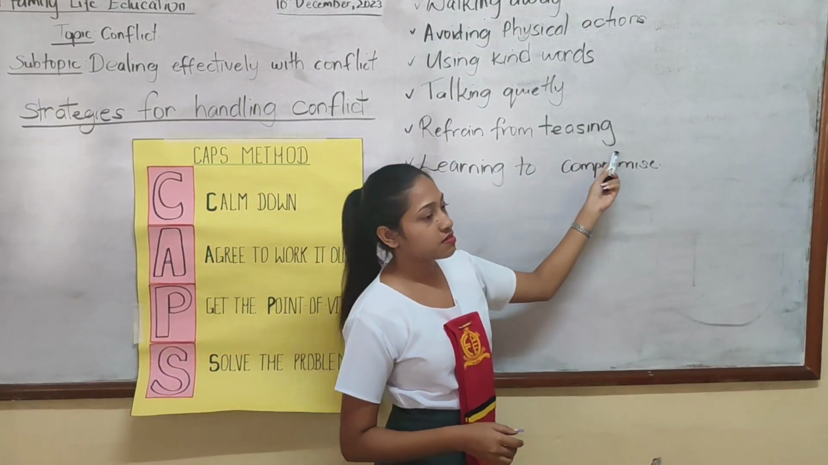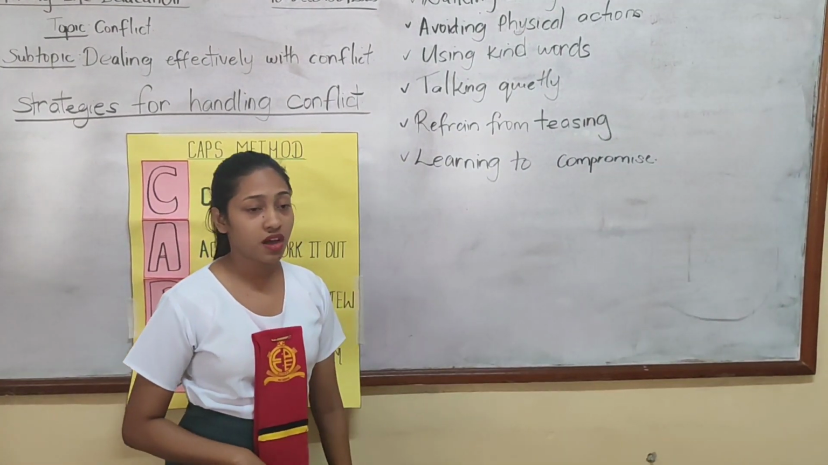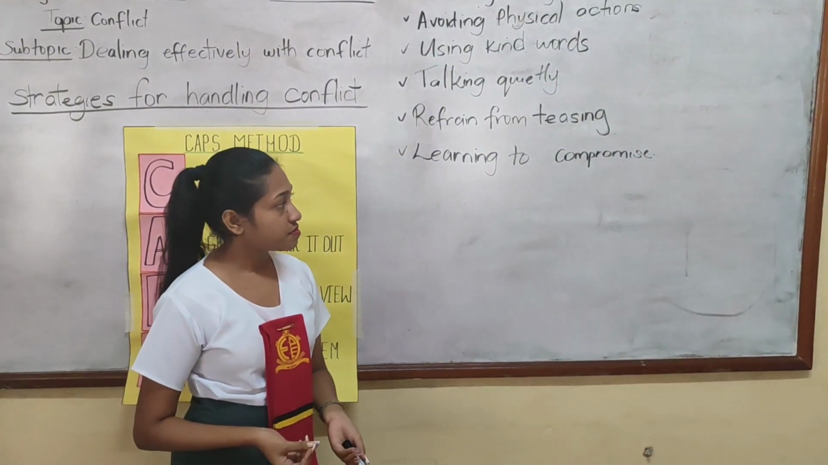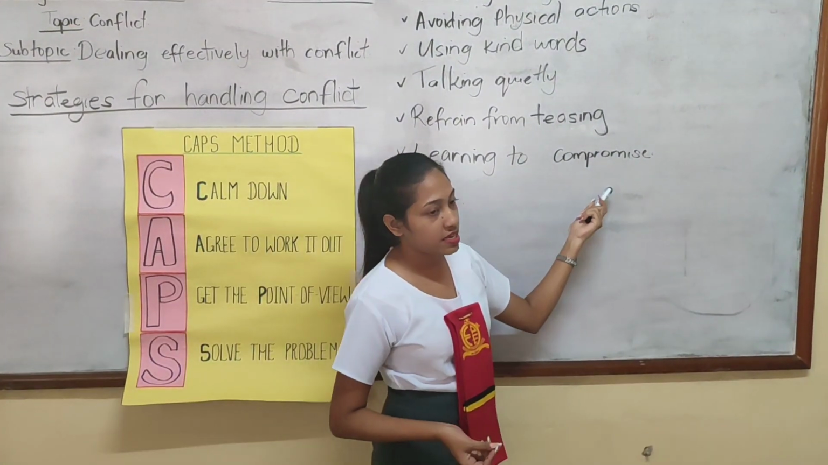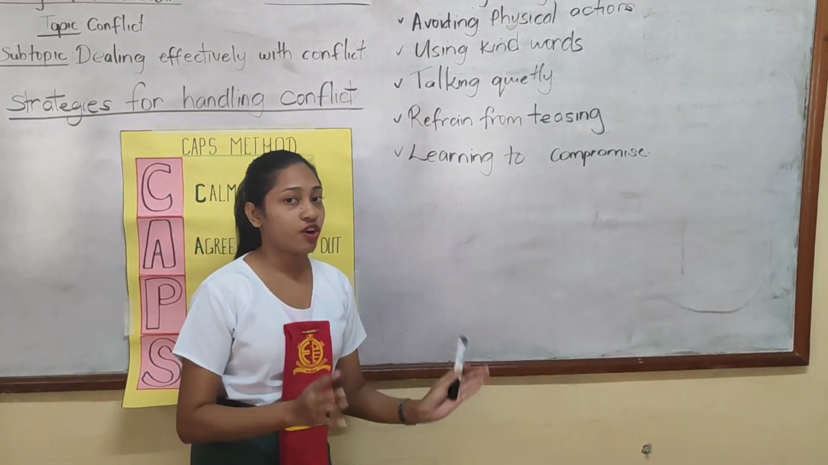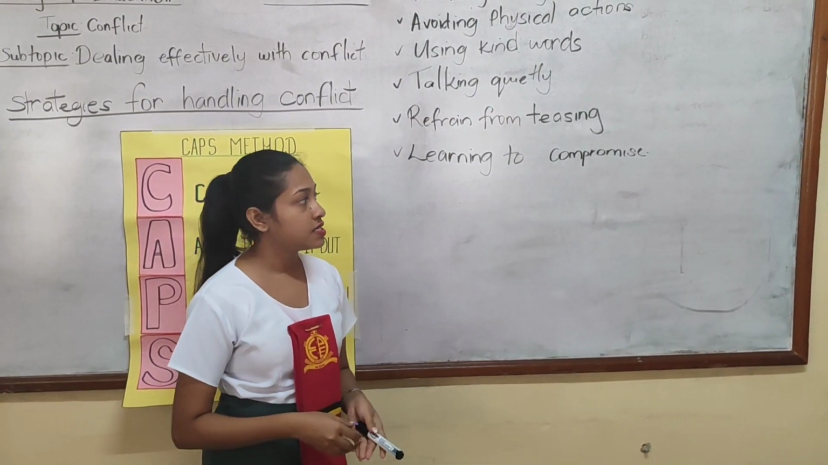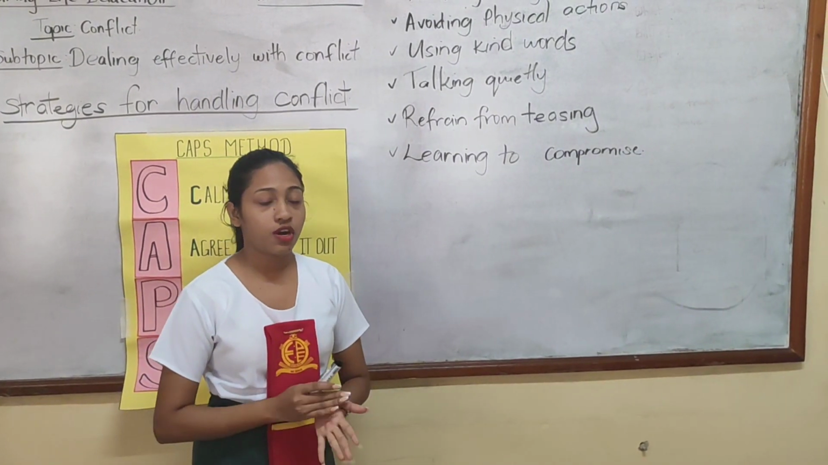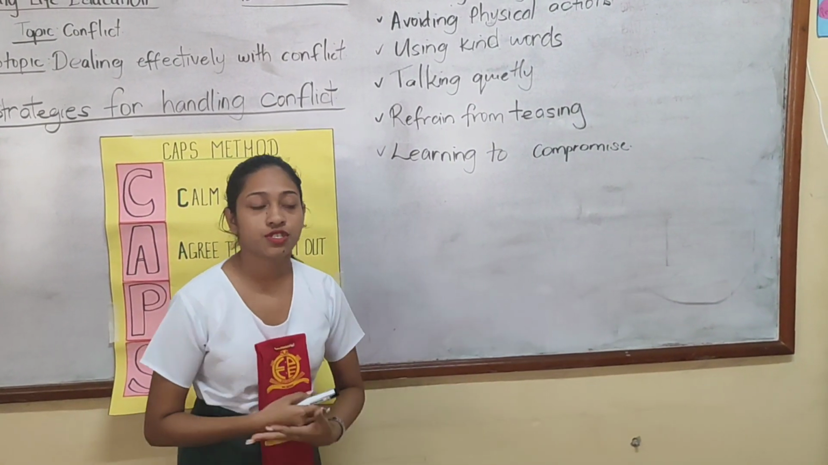But if you go rash to somebody, who wouldn't want to listen to you, right? Refrain from teasing. So if you're in a problem, avoid teasing the person. Learning to compromise. Now, if one situation does not work for you, you have to learn to compromise and make another situation, or find solutions there.